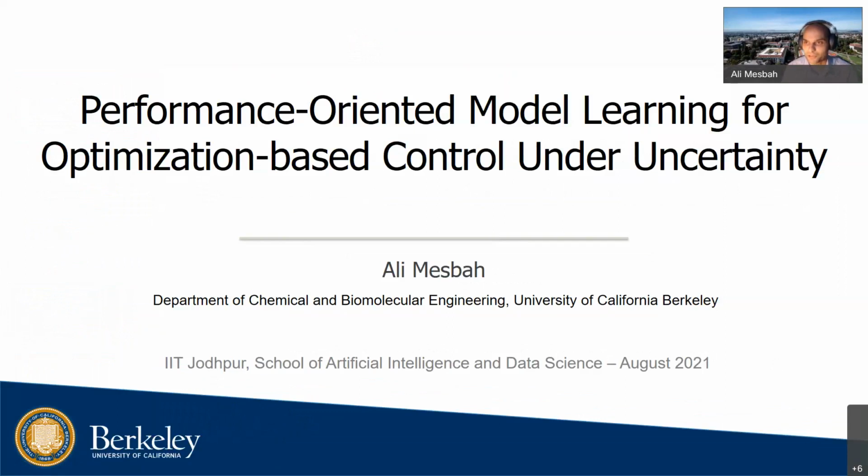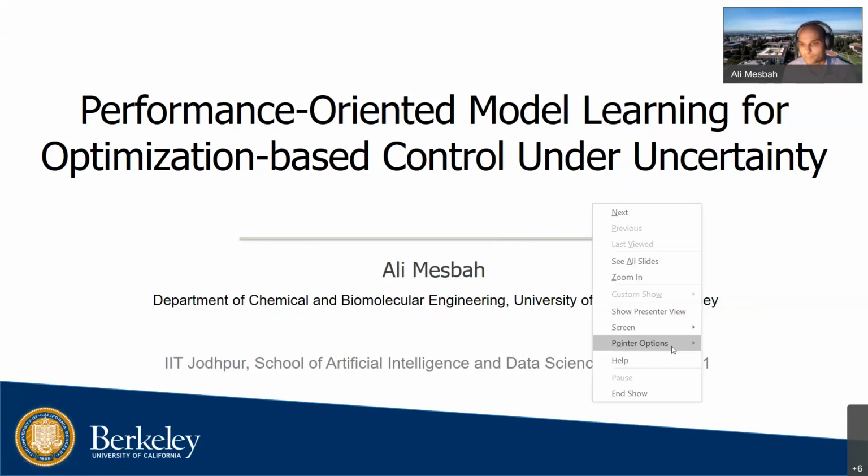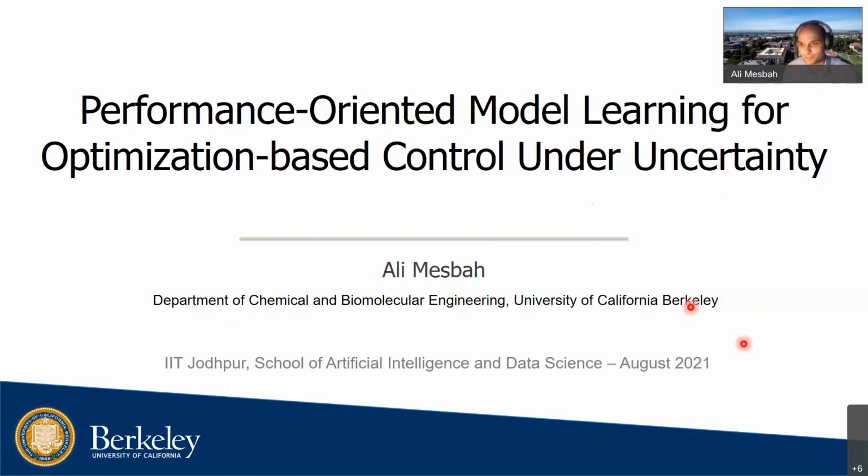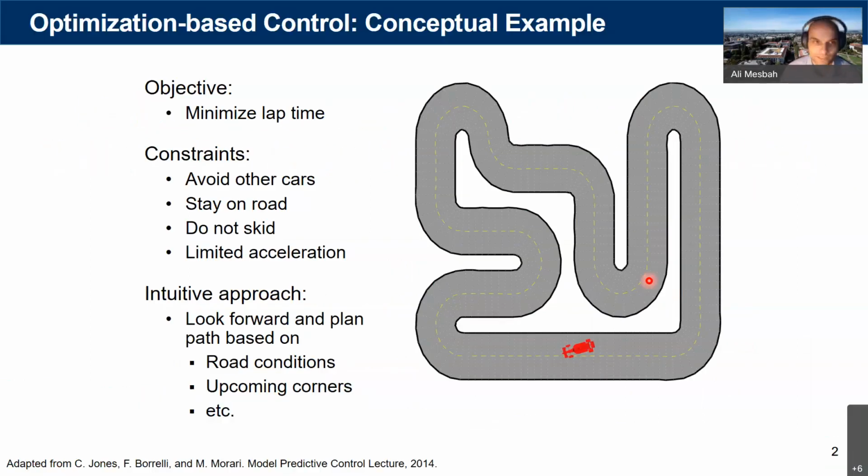So today I'm going to talk about how AI, artificial intelligence, and machine learning methods can be leveraged toward learning prediction models for basically optimization-based control applications. So let me get my pointer. Great. So let me set the stage first.